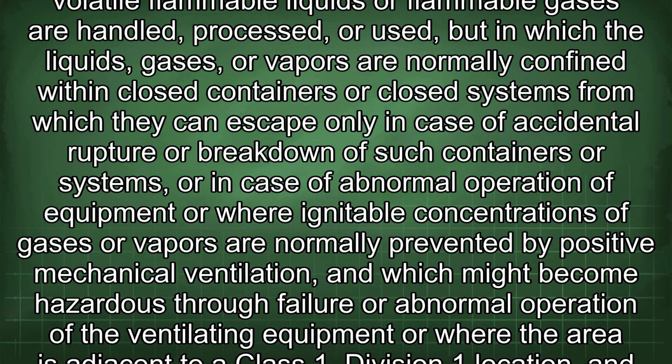A Class 1, Division 2 location is one in which volatile flammable liquids or flammable gases are handled, processed, or used, but in which the liquids, gases, or vapors are normally confined within closed containers or closed systems from which they can escape only in case of accidental rupture or breakdown of such containers or systems, or in case of abnormal operation of equipment, or where ignitable concentrations of gases or vapors are normally prevented by positive mechanical ventilation and which might become hazardous through failure or abnormal operation of the ventilating equipment, or where the area is adjacent to a Class 1, Division 1 location, and occasionally the hazard might be communicated.